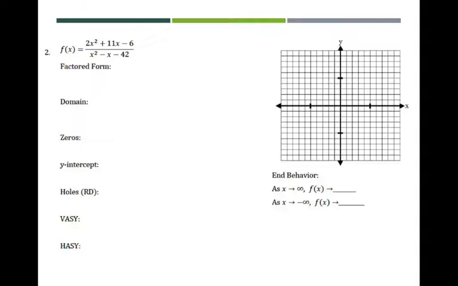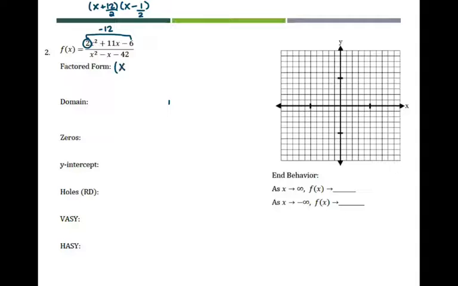So in my numerator, I do have this number in front of my x squared. So I'm going to start by multiplying my first and my last. That gives me negative 12. And two numbers that multiply to negative 12 and add to 11 are positive 12 and negative 1. So I'm going to write this as x plus 12, x minus 1, and of course, since we started by multiplying by 2, I need to divide both of those by 2 to get my factored form.